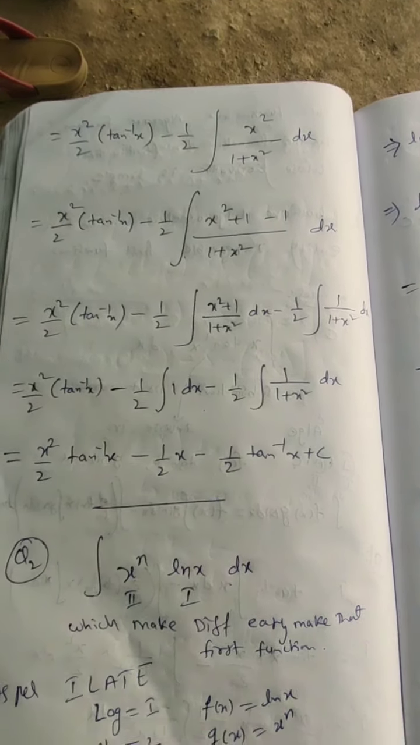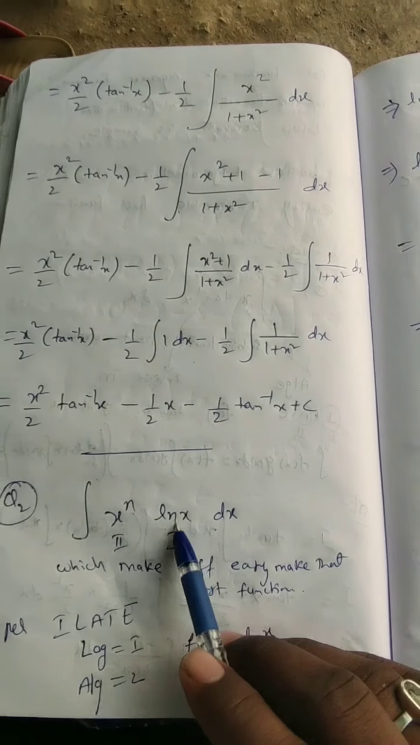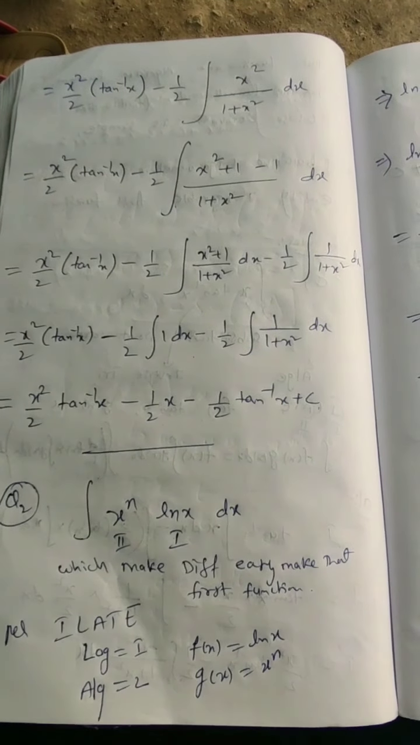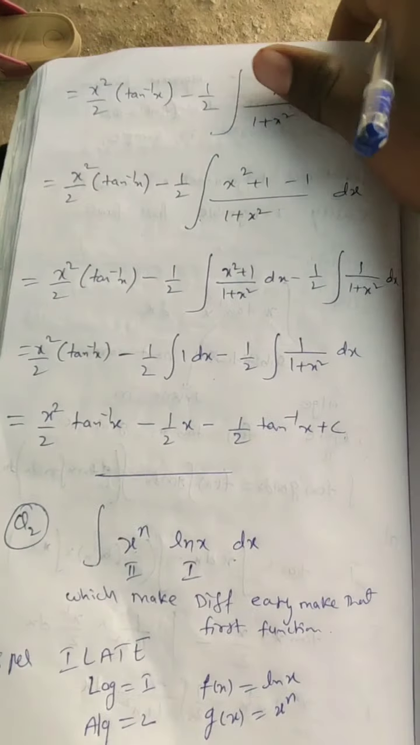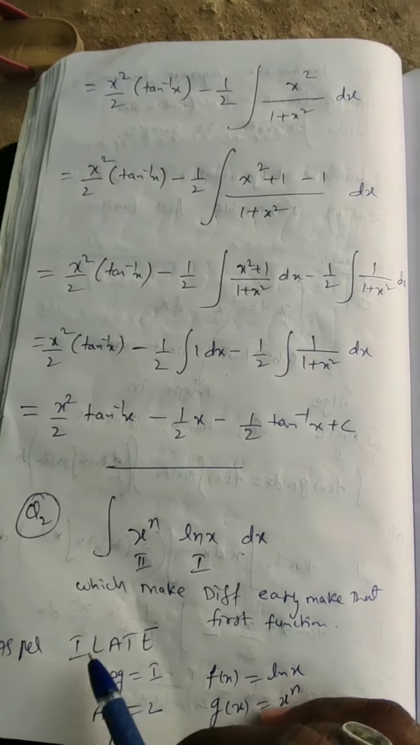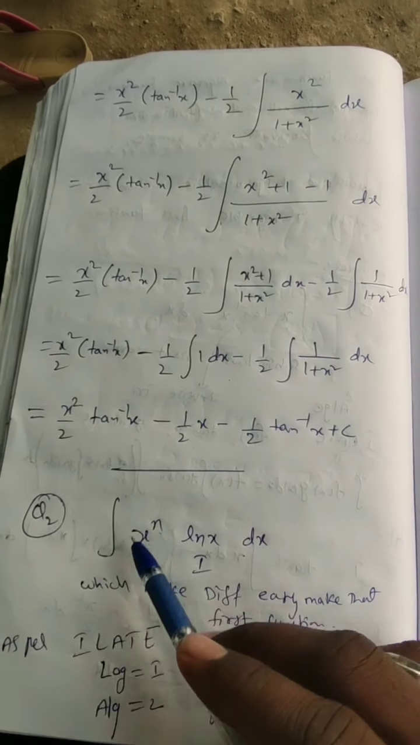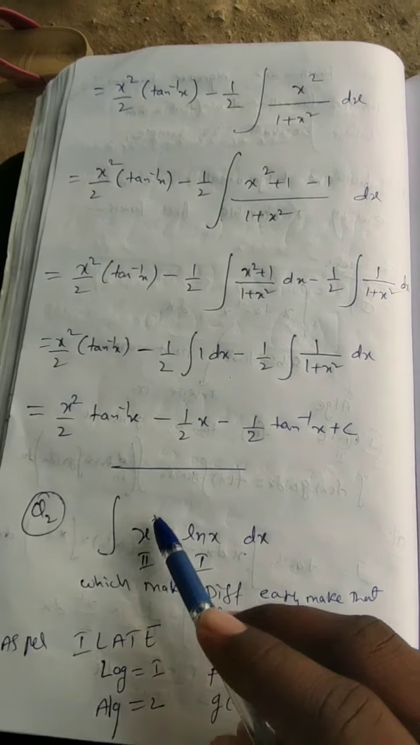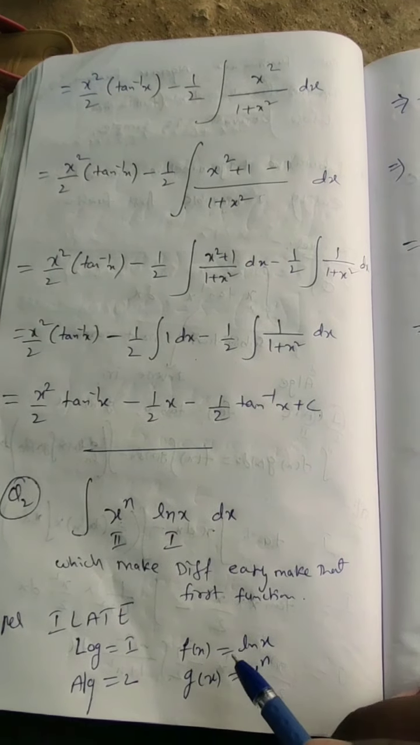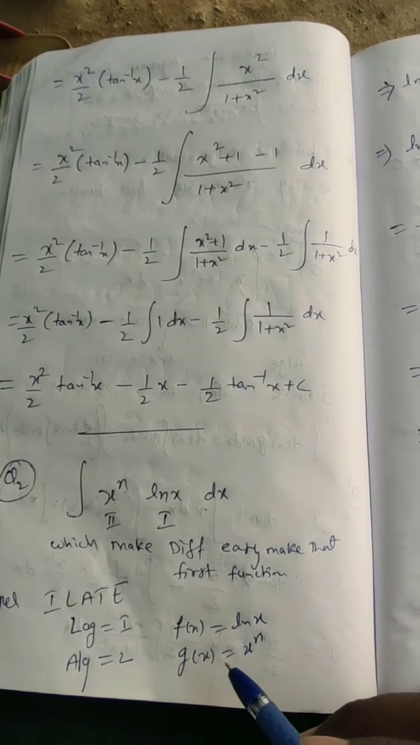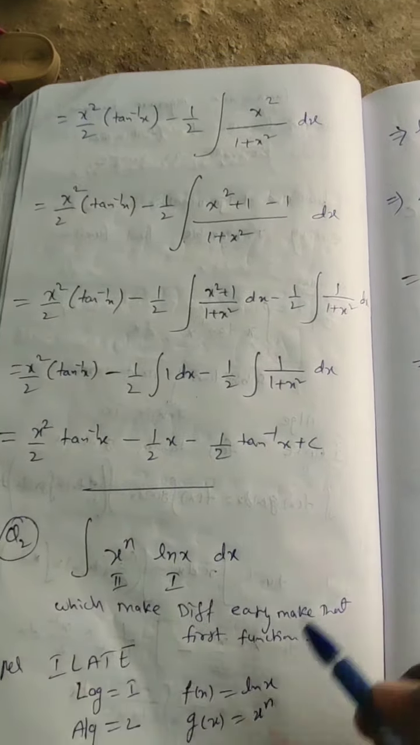I'll explain few more things. Let us see here. Now integration of x power n into ln x dx. You have to integrate this one. Now one thing is, you can see the ILATE formula. In ILATE, log is first and x power n, algebra, is second. So what is the first function here? First function is ln x. The second function is x power n.